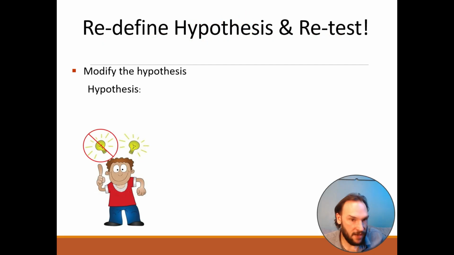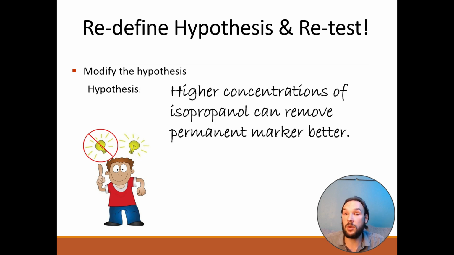But now that we have our additional standardized variables, and especially because we now have also our different concentrations of isopropanol, we want to come up with a new hypothesis. And I called it: higher concentrations of isopropanol can remove permanent marker better. We don't even have to quantify yet if we don't have an idea what percentage is the tipping point. But I would definitely say we should define this hypothesis in this way.